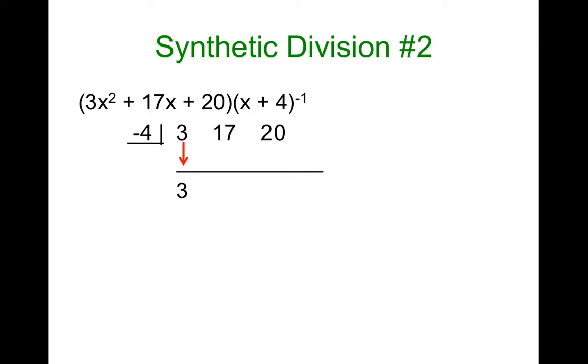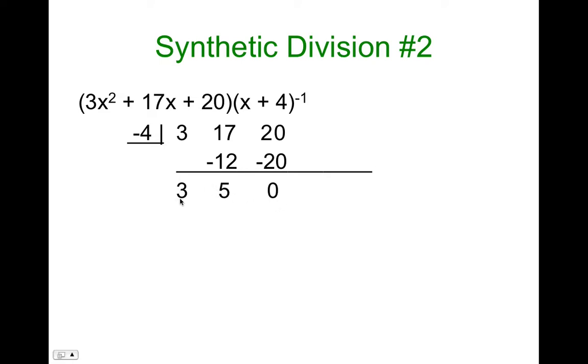Okay? We bring our 3 down. We multiply negative 4 times 3 and get a negative 12 and put that underneath the next term. We add, we multiply, and we add. This yields a 3, a 5, and a 0. Now, since the last term is a 0, that means that we do not have a remainder. And the 3 and the 5 are going to form a factor. Okay? If it goes in evenly, which means it has a remainder of 0, then this is going to become a factor.